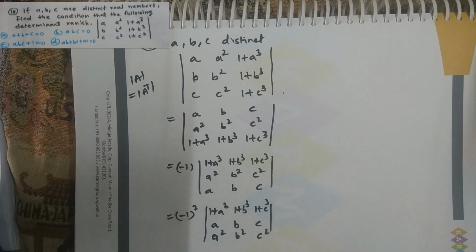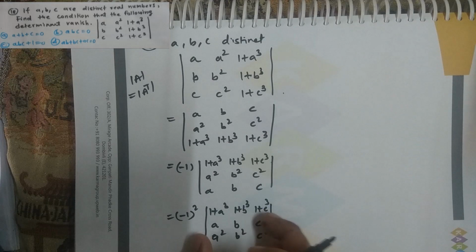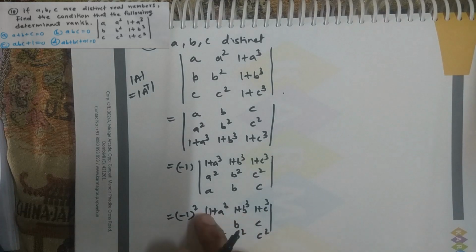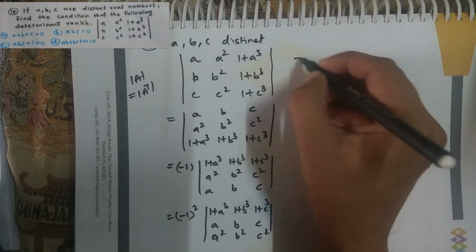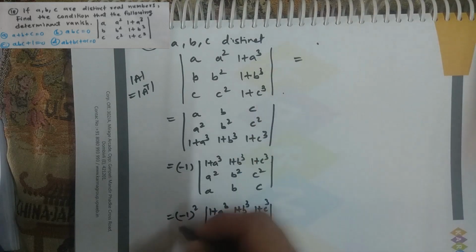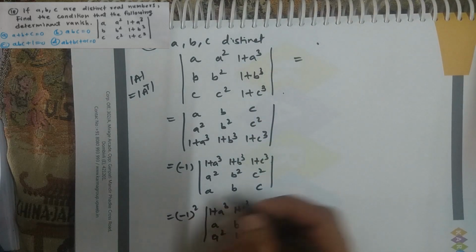Now, a very important thing. Now I'm going to split this determinant linearly. So if I split linearly, I'm going to get, so minus 1 square anyway will be 1.